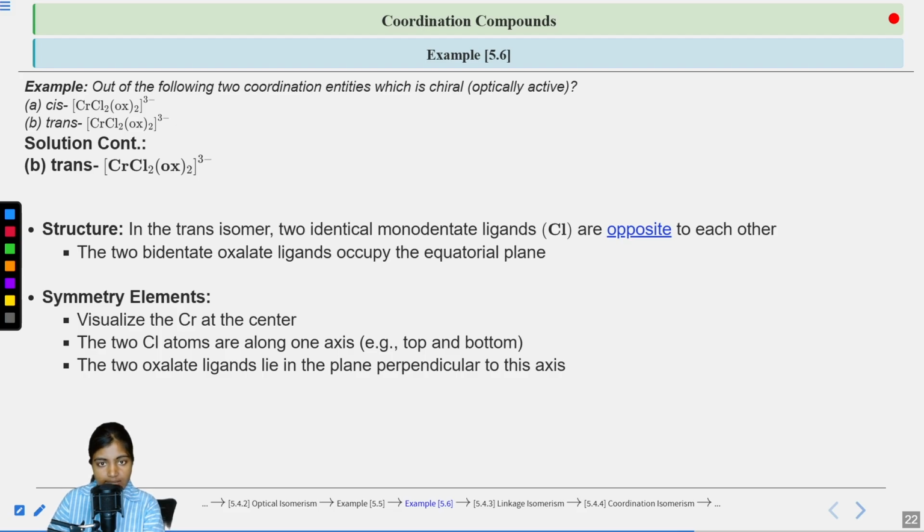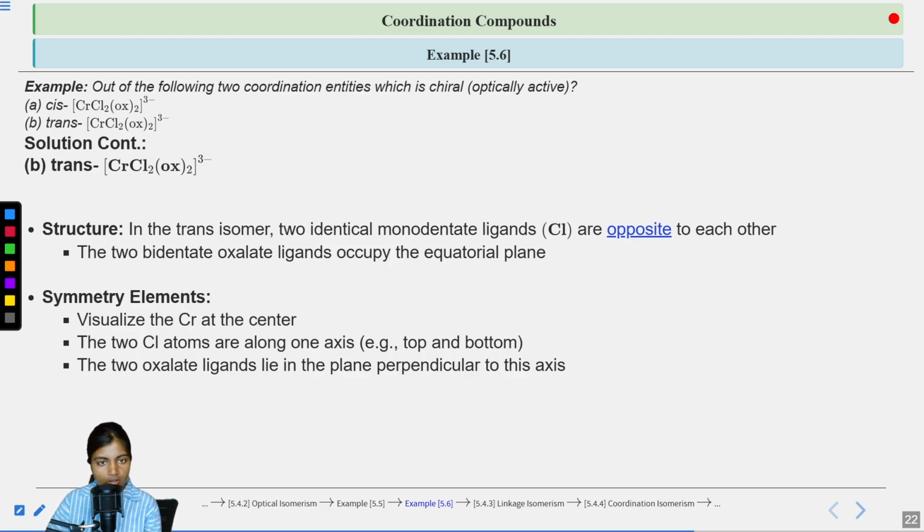Now the two oxalate ligands lie in the plane perpendicular to this axis. If you imagine it in 3D, we have an octahedral complex in the trans form, where along one axis you have placed two chlorine atoms and the remaining sites will be occupied by the bidentate oxalate ligands. So if you put the chlorine atoms at the top and the bottom along this axis, the two oxalate ligands lie in the plane perpendicular to this axis, right? Because the remaining bonds will be present there.